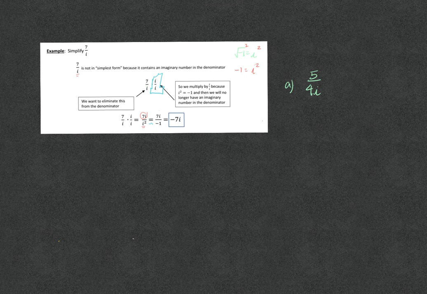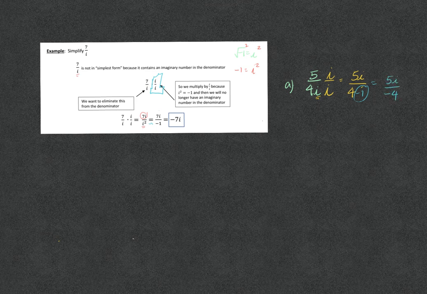So we're going to try it over here with a. We're going to eliminate this i. And so you don't need to multiply by 4i. You just need to multiply by an i over i, which is just 1. And then we will get 5i in the numerator, and we will get 4i squared in the denominator. And then the i squared right here will be eliminated, and we can replace it with a negative 1. Well, this brings us to 5i over negative 4.